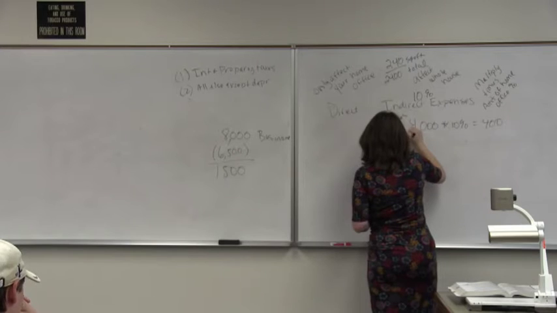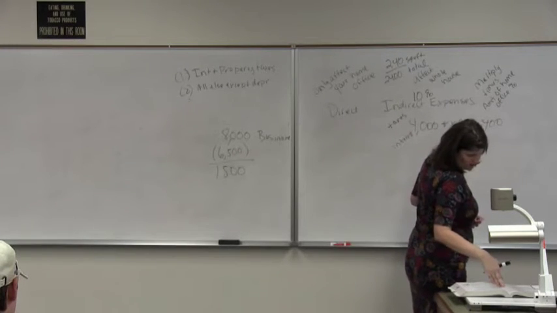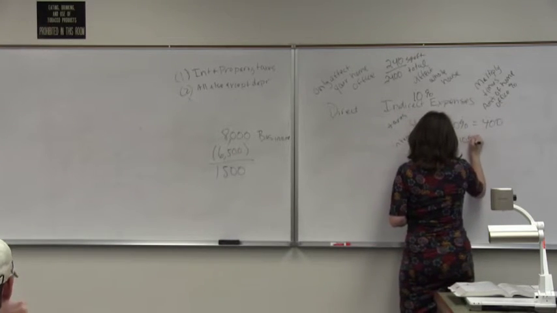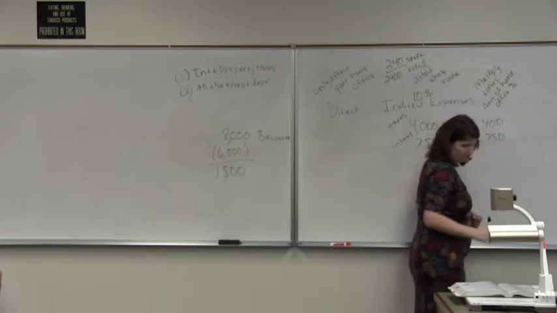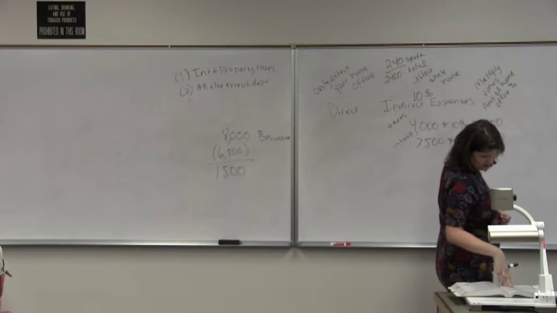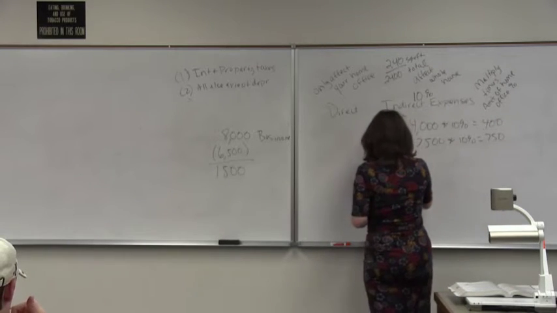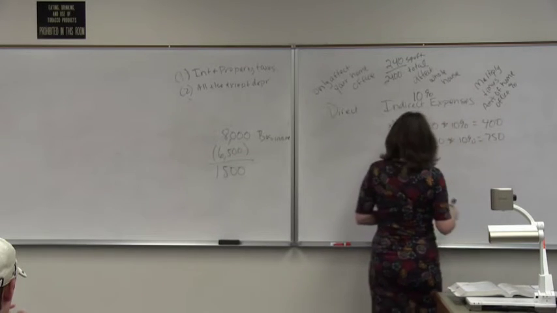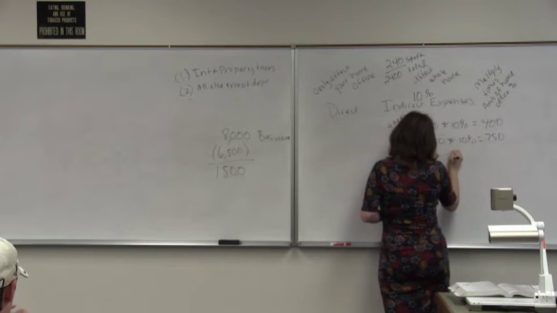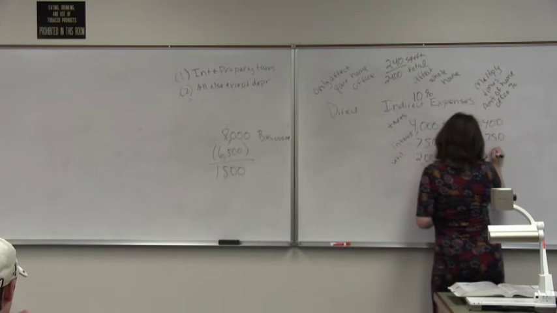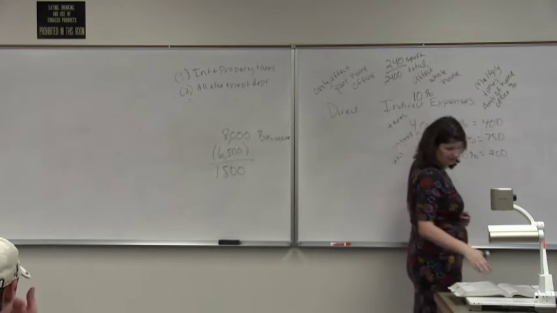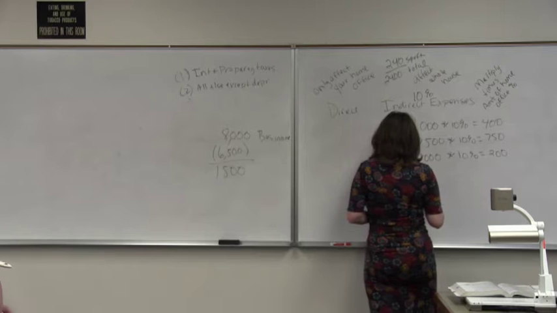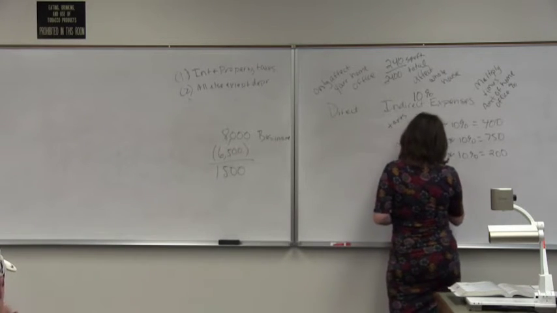He has interest on the residence, mortgage interest, of $7,500 times 10%, which equals $750. He has operating expenses, so I'll just say utilities, on the house of $2,000, and he gets to take 10% of that, which equals $200. And he has depreciation, which has already been calculated for the 10%, which is $350.